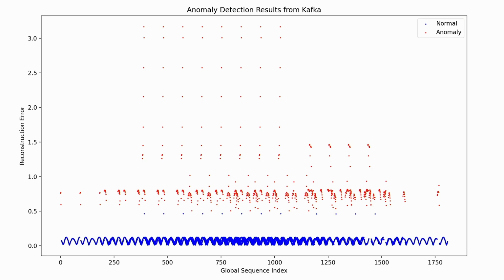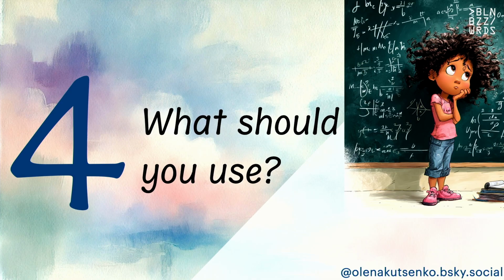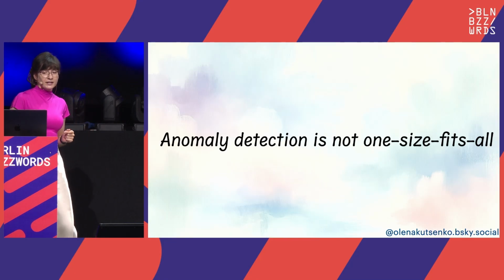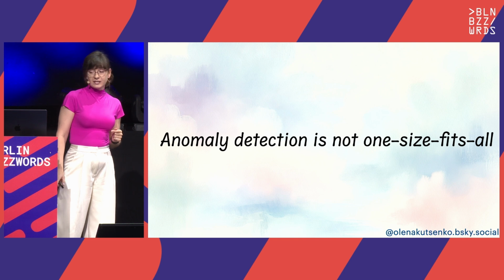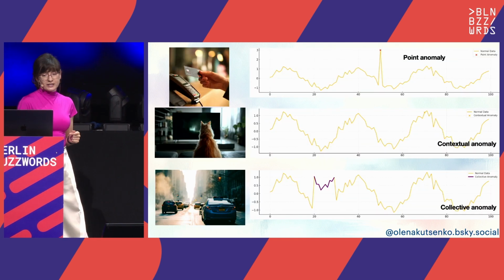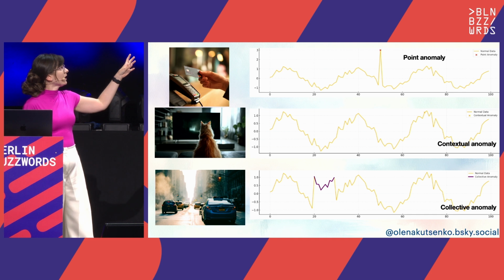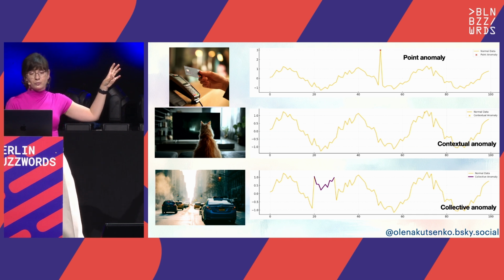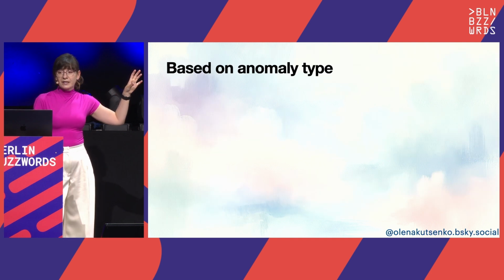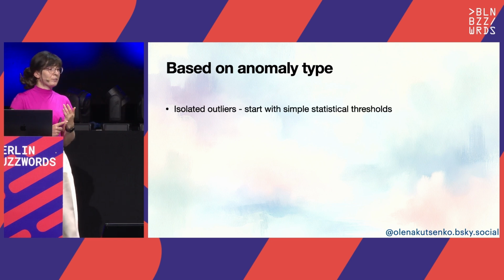And the example I was running was pretty straightforward with a lot of values. The blue ones are normal, and the red dots were the anomalies which I was detecting when I was generating the data. So now the question is, what should you use and when? And the thing is, anomaly detection is not one size fits all. So depending on the use cases, and here I'm coming back to those different types of anomalies which we have, we can use different approaches.